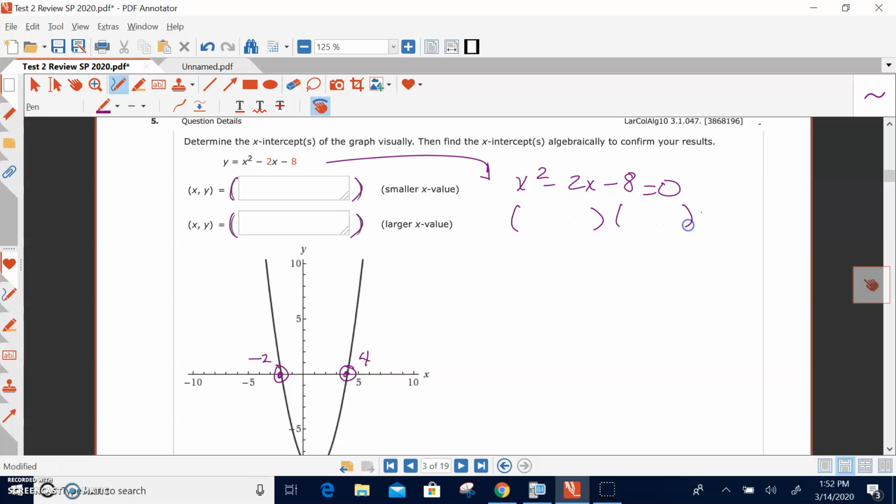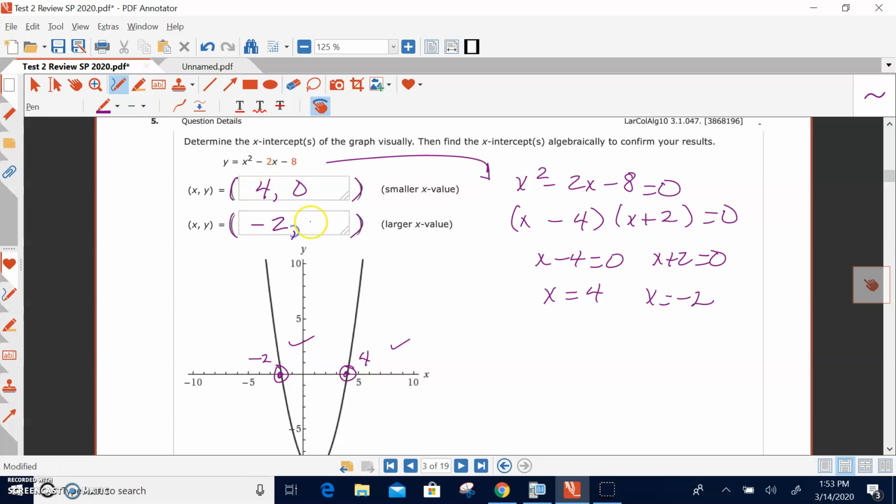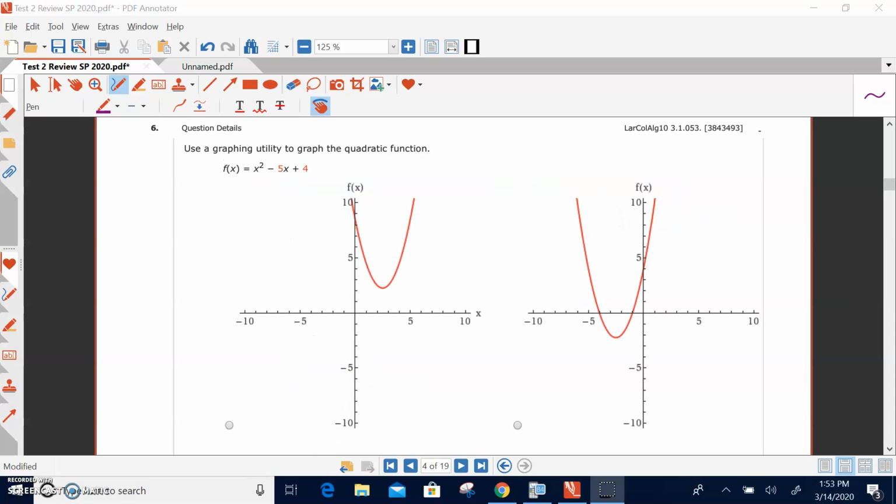Let's verify that. X and X, to get an 8, we multiply 4 times 2, and to add up and get me a -2, we use a -4 and a +2. So if I set those to 0, I get x equals 4 and x equals -2, and it looks like that's where they are. So let's type these in as ordered pairs: (4, 0), (-2, 0).